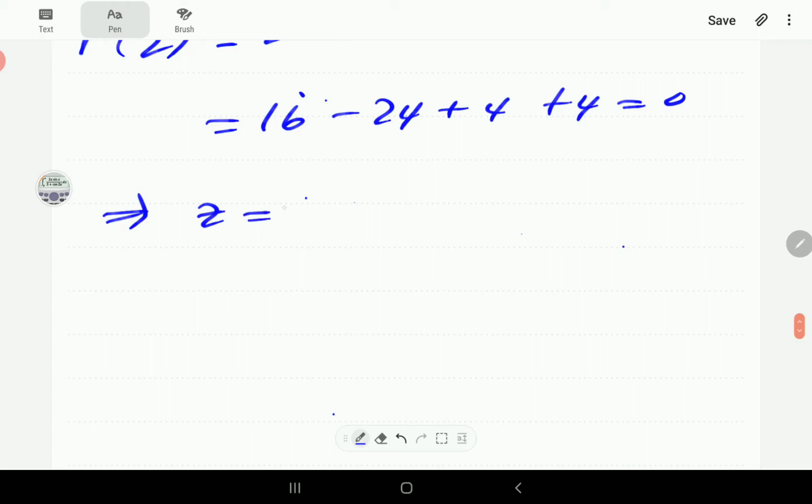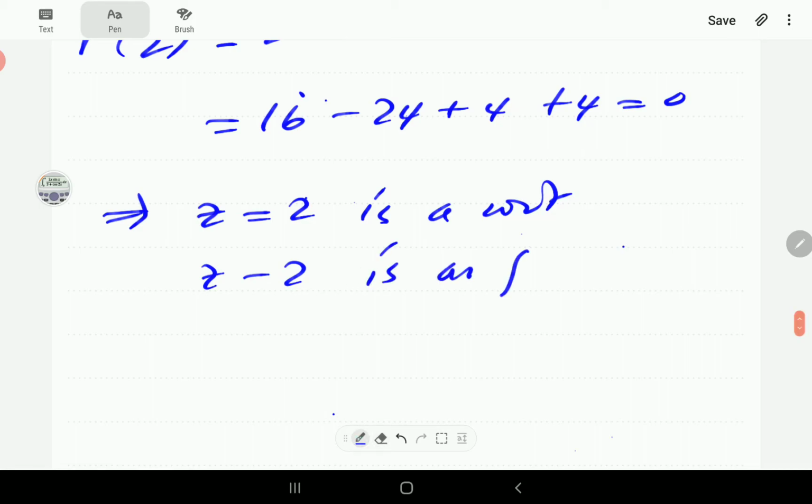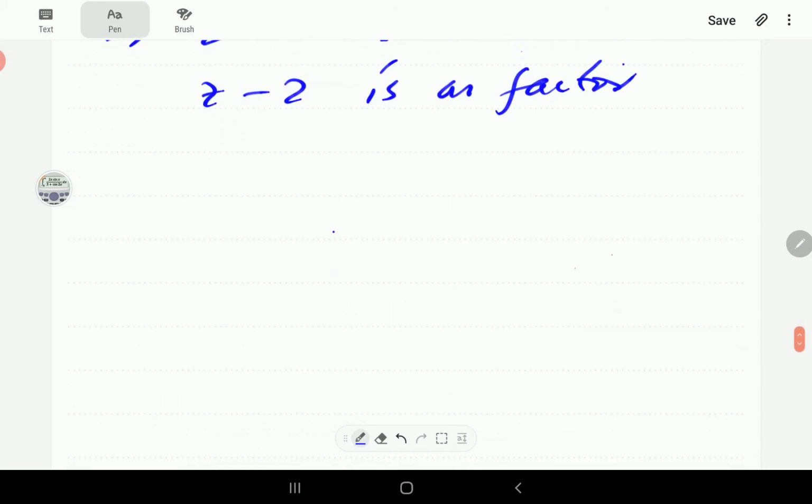So it's telling us that z equals 2 is a root. And so z minus 2 is going to be a factor. So that means we can divide the polynomial by z minus 2, and then we're going to end up with a reduced polynomial of degree 3.